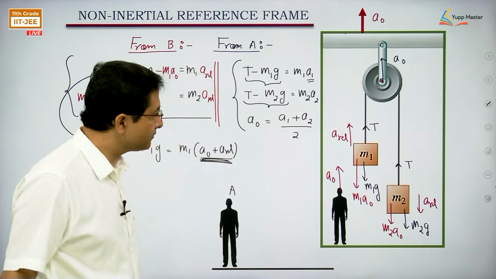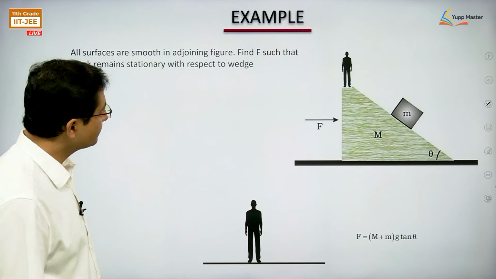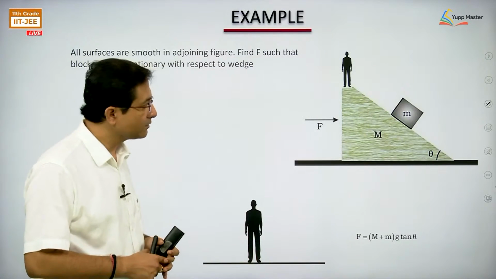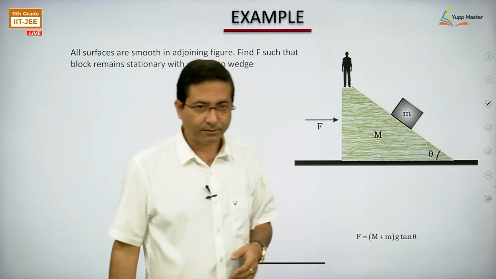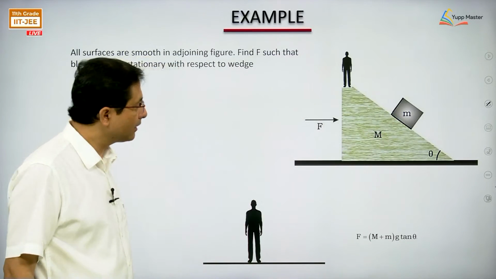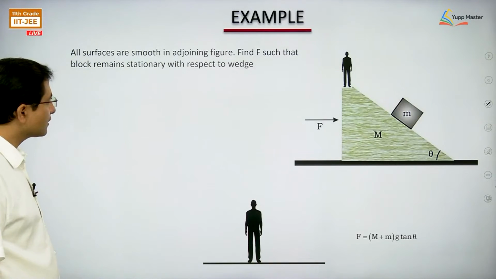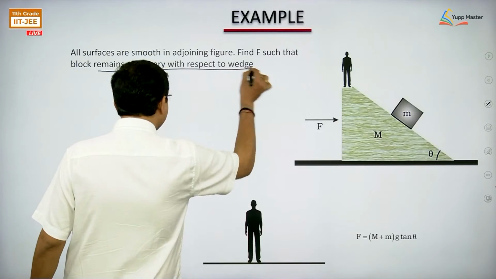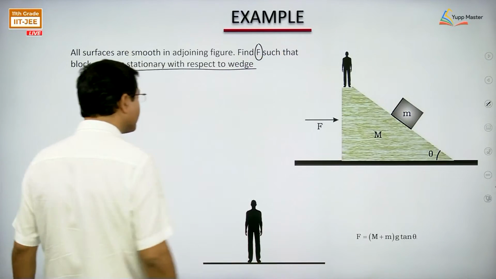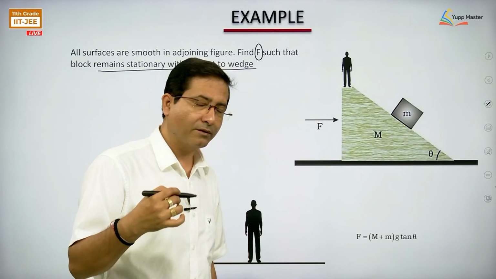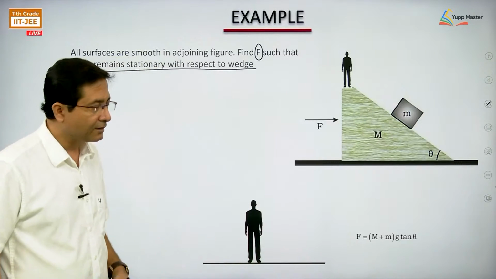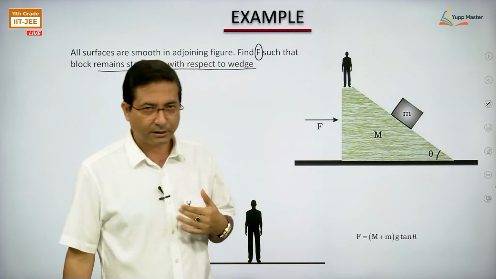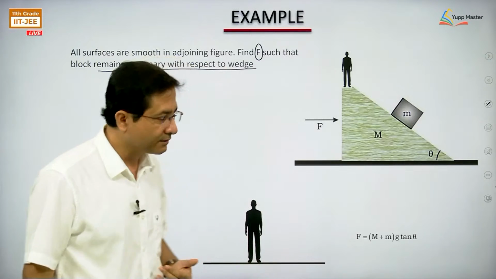Now, let us take one more simple example. We have one wedge over which we kept one block of mass m, right, and according to the question, all the surfaces are smooth. Find F such that the block remains stationary with respect to the wedge. I want to find the value of F, that means I am trying to find the value of a real force. So, I can find the real force value standing on the ground, or standing on the wedge frame, and I must get the same value. This is the point we are discussing, right.